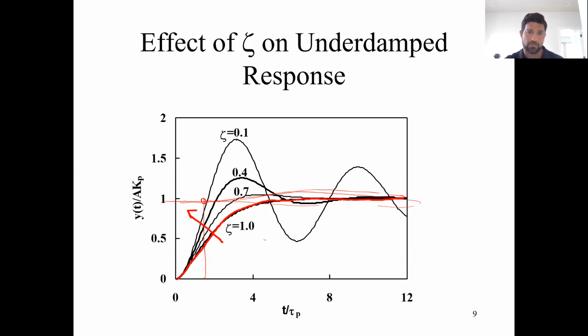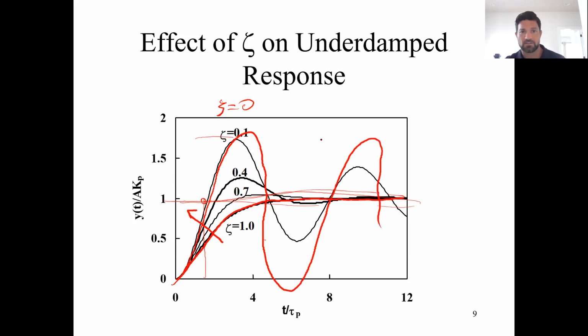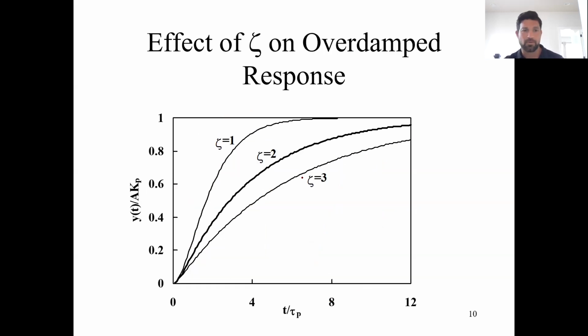So again, if we want to have a process that responds really fast and has a lot of oscillations, we can. Again, I can probably do one more. I can say if zeta equals 0, it's essentially going to be sustained oscillation. So there's going to be no damping on the process. Okay, overdamped process, kind of like what we talked about before. As we increase the damping factor, we just make the process respond a little bit slower.